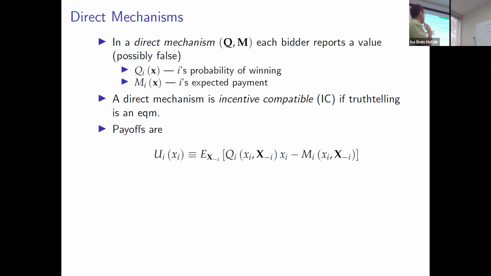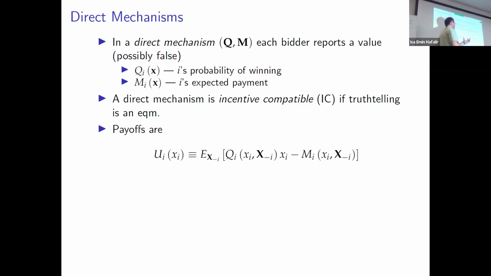So we say that a direct mechanism is incentive compatible if truth telling is an equilibrium. And the payoff is given by this. If the rest of the agents are announcing their types truthfully, X minus i, I'm taking an expectation over this. This is the probability that I win if I announce Xi, and this is the payment that I will make if I announce Xi.